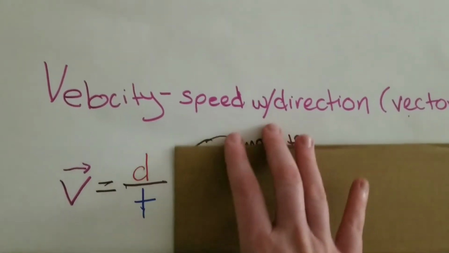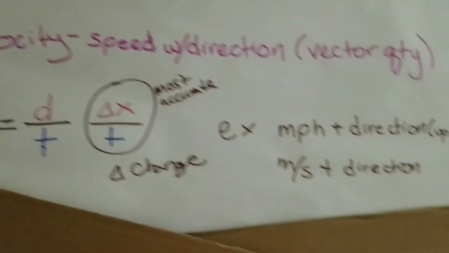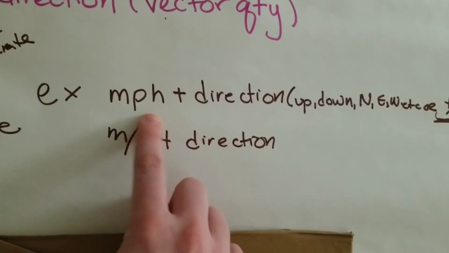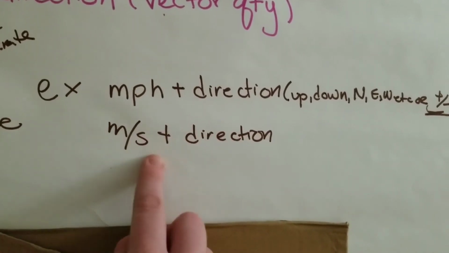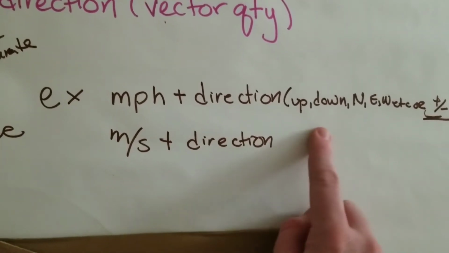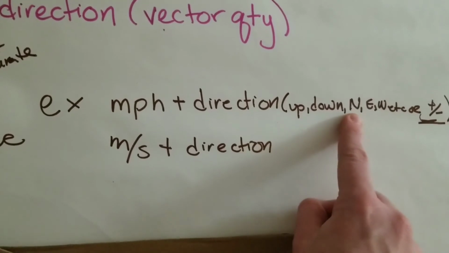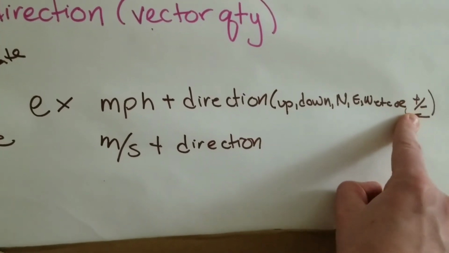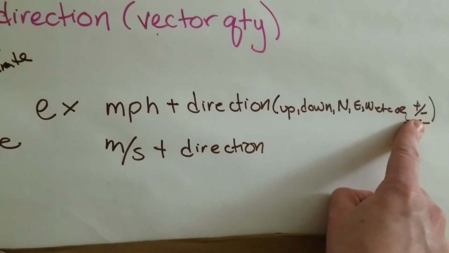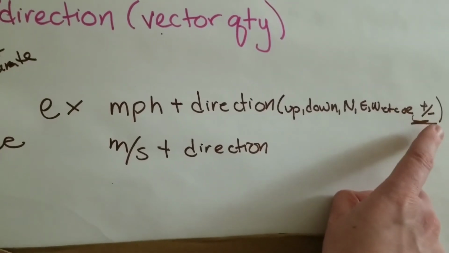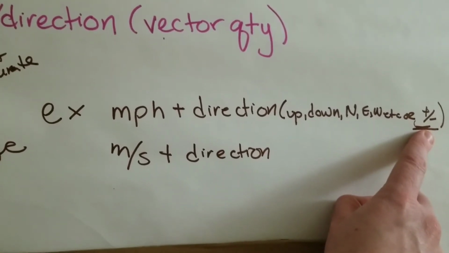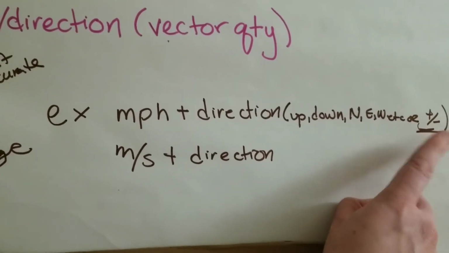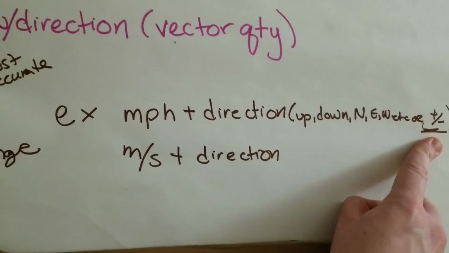So our velocity units are going to be, for example, miles per hour plus a direction, or meters per second plus a direction. These directions could be up, down, north, east, west, etc., or plus or minus. I did give an example of using plus or minus because you can't exactly use the same rules as integers when you're using plus minus for directions. And I'll get more into that when we start solving things.